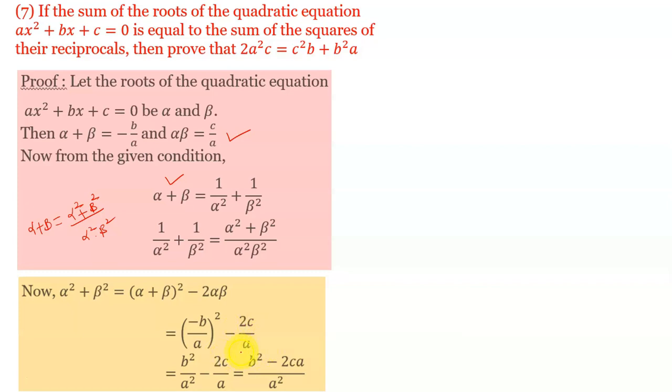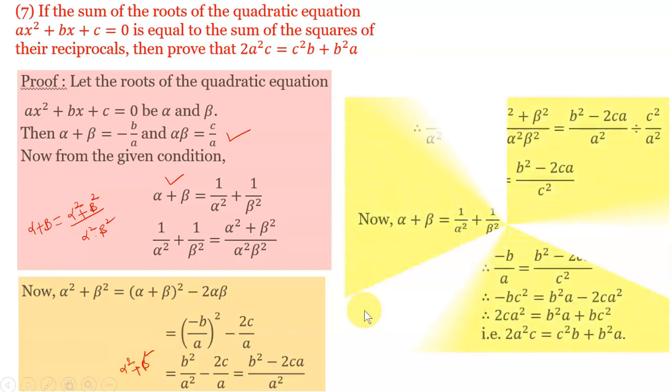आता हे सिम्प्लिफाय करणार. What is that? Minus b upon a bracket square means what? b square upon a square minus 2c upon a. आता पुन्हा इथे LCM करणार, multiplied for this term numerator and denominator by a, then you will get b square minus 2ca upon a square. This is the value of alpha square plus beta square. आपल्याला जी व्हॅल्यू पाहिजे होती ती alpha square plus beta square ची इथे व्हॅल्यू मिळाली.